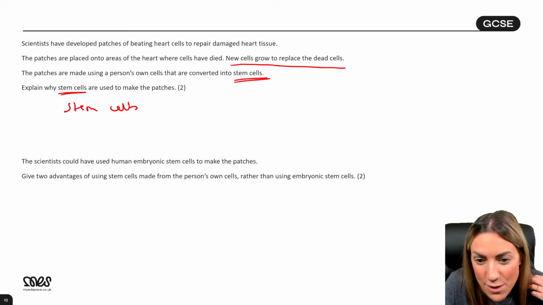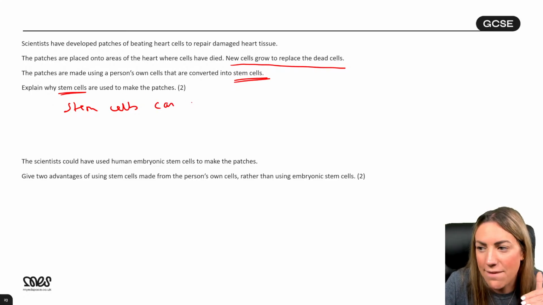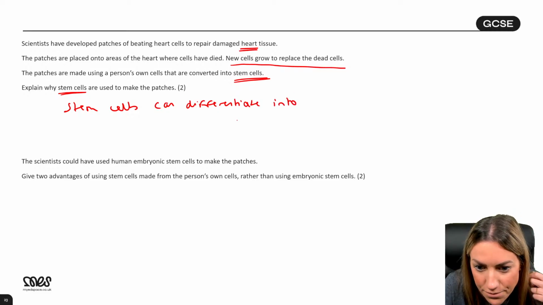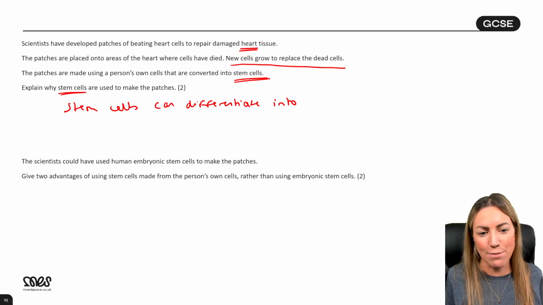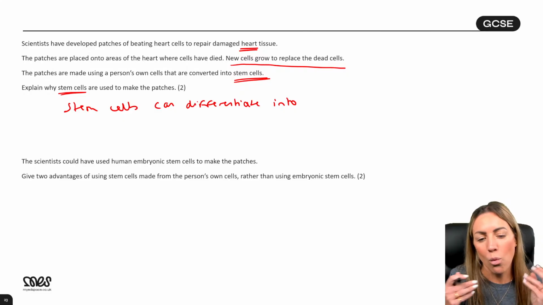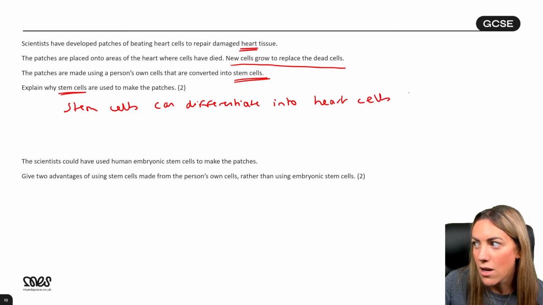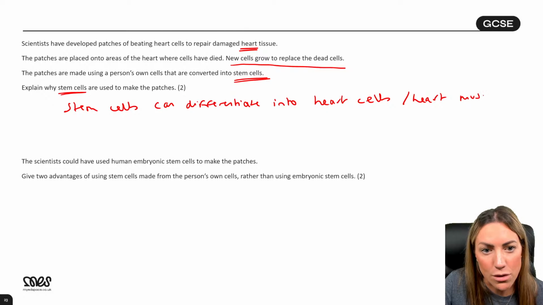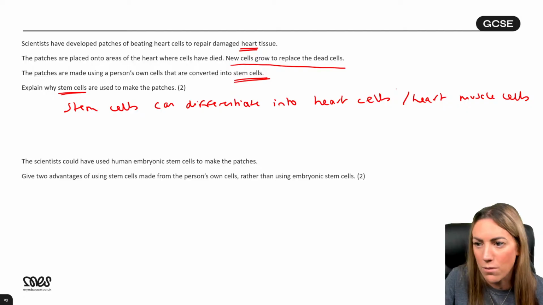So what type of cell specifically can they differentiate into for this question? Try and make it specific for this question. Remember we're repairing a damaged heart. A lot of you are saying stem cells can differentiate into any type of cell. Yes, but for this question, why are we using stem cells to repair the heart? Because stem cells can differentiate into heart cells or heart muscle cells. They're called cardiac cells, but heart cells or heart muscle cells.